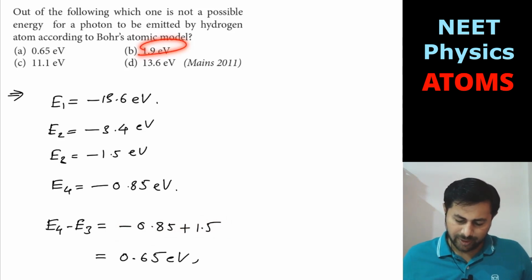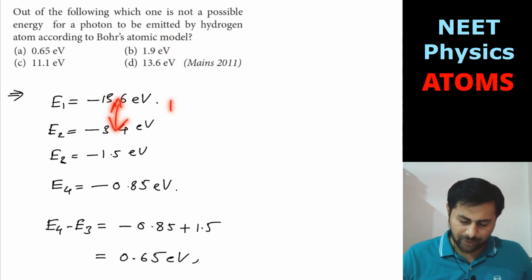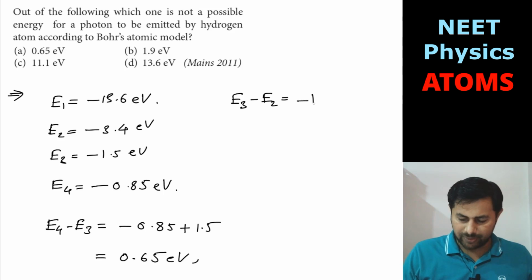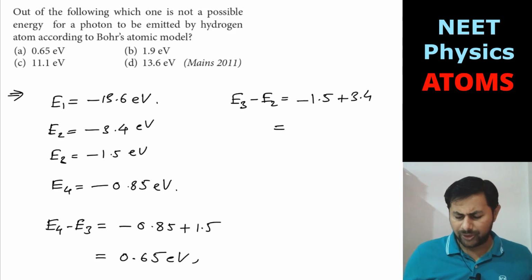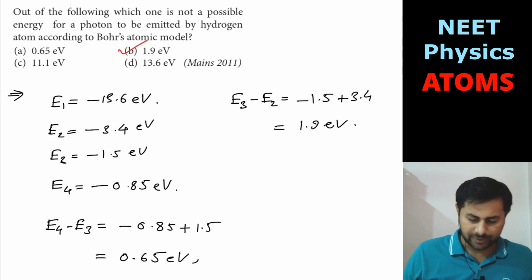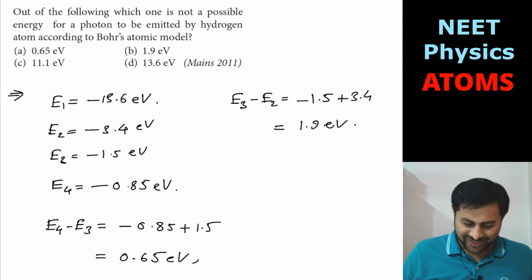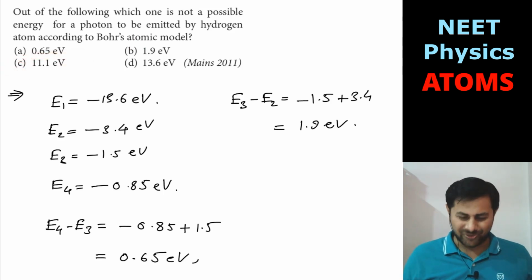1.9, is it possible? E3 minus E2 is equal to 1.9, because this is minus 1.5 and minus minus plus 3.4. So 3.4 minus 1.5 is 1.9. Sorry, this is also possible. So what is left? 11.1 electron volts is left. That's why this would be the answer.